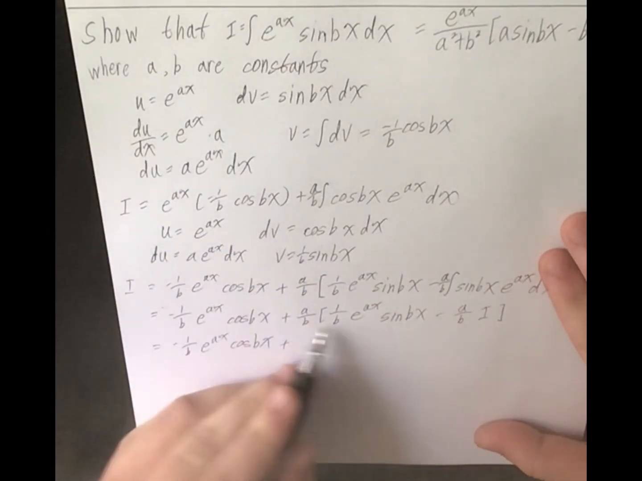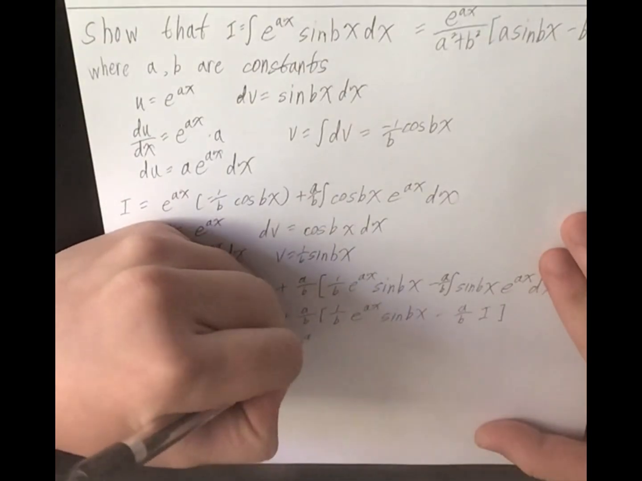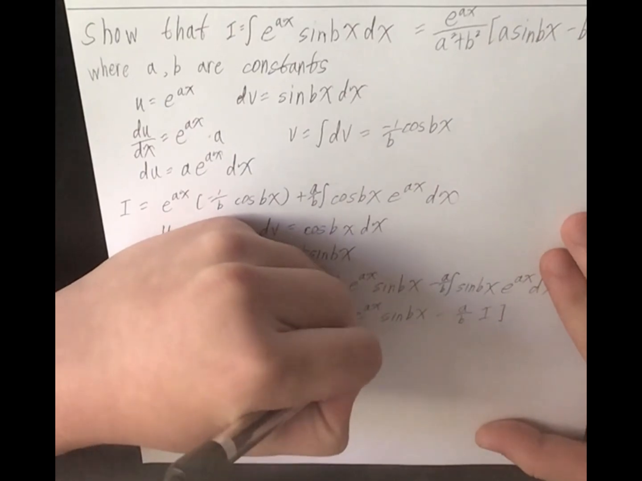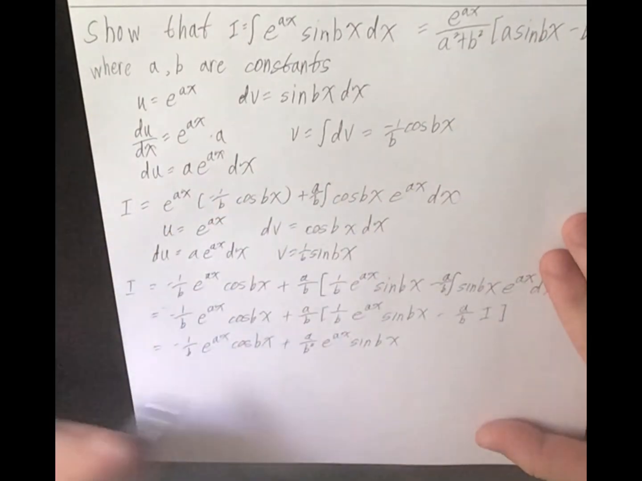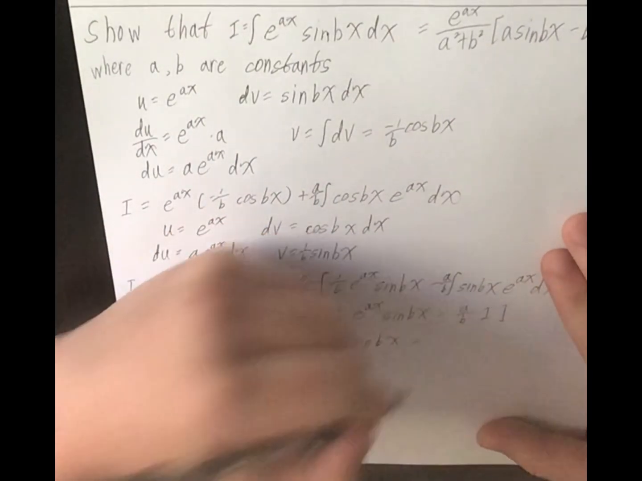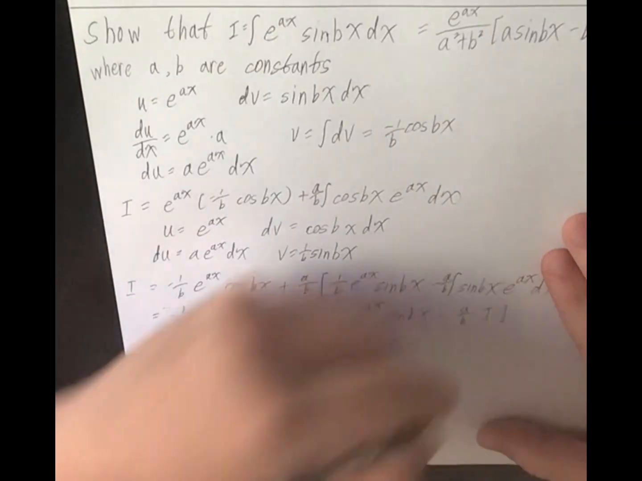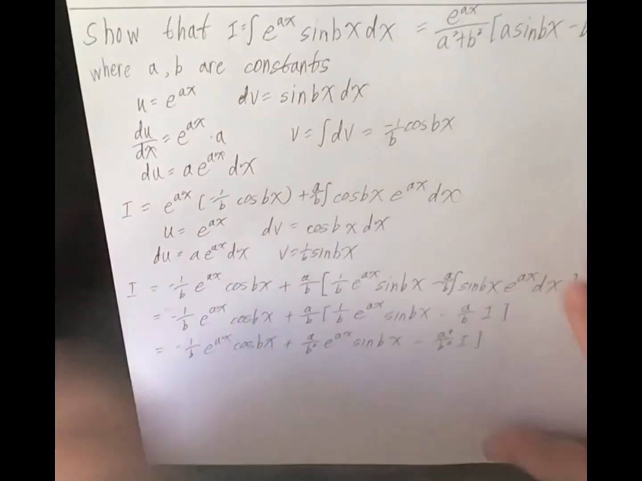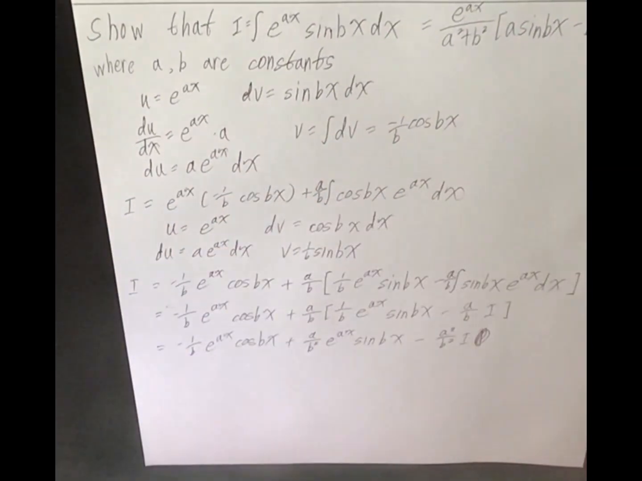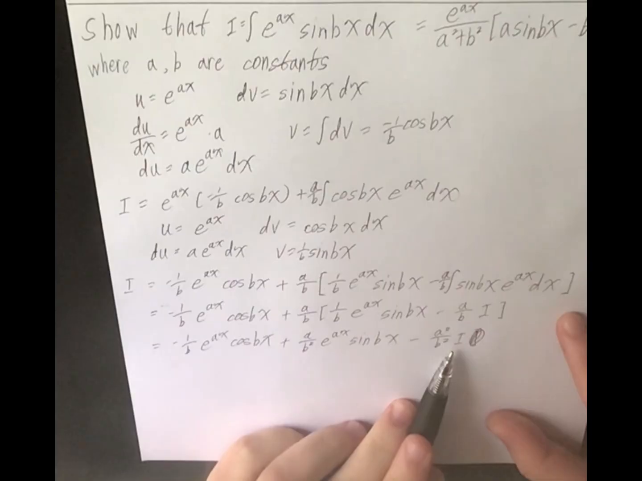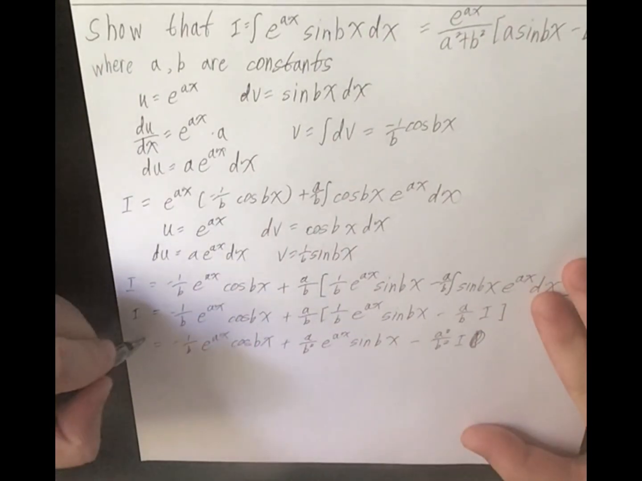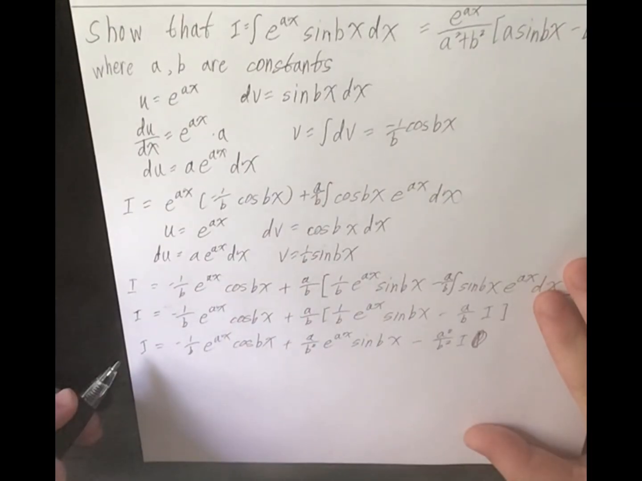Plus this one, the two b's in the denominator make b squared. And minus a times a, b over b times b. A squared is a squared over b squared I. Or you don't need the bracket here, sorry. And now you can just move the I over here. There's an I in this step, I just didn't write it. You can just move it here.